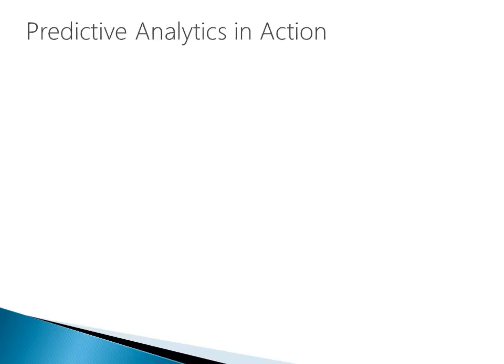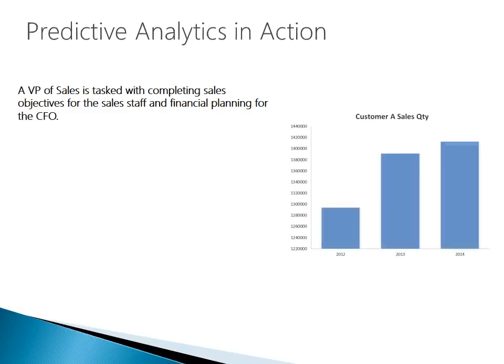Let's take this opportunity now to get into the practical example. This is based off of a scenario that I've seen in practice, and I'm sure some of you have seen similar types of scenarios. So a VP of sales is tasked with completing sales objectives for the sales staff. What are their performance objectives? And at the same time, the financial planning for the CFO. So the CFO says, hey, what is my sales number going to be for my budget next year? I need to create my forecast.